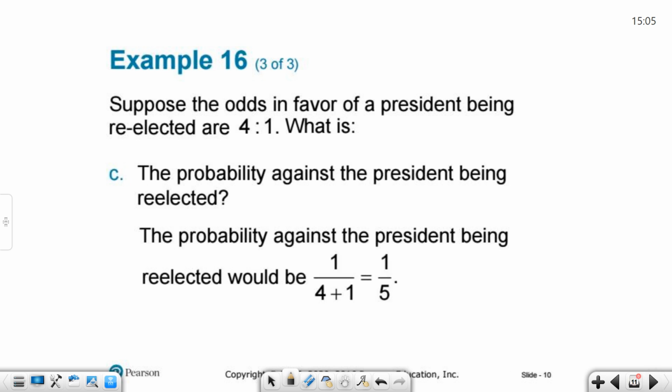The next slide says, suppose the odds in favor of the president being reelected are 4 to 1. What is the probability against him being elected? Okay, so against would be this ratio. So again, we would add them up. There's my 1. So the probability that he would not be reelected, there it is, the word against, the probability he won't be elected was 1/5.